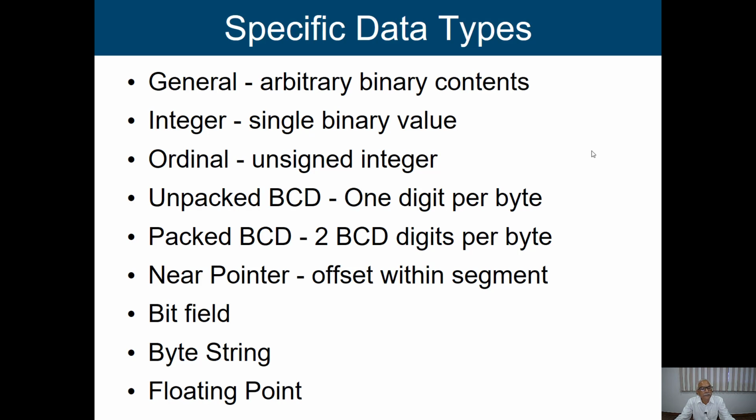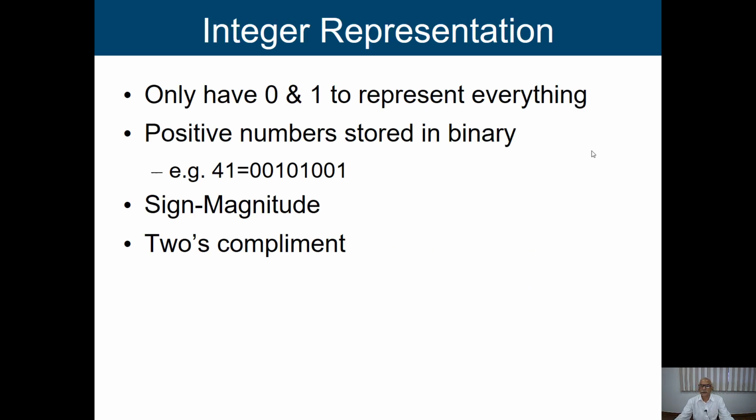Then we have bit field, byte string, and floating point. So these are the specific data types generally used in our computer, and we work with such type of data. Now integer representation, I think we have already discussed. It is nothing but a combination of zeros and ones. When we work with negative numbers, we may have to represent them in one of two ways: sign magnitude form, and second, 2's complement.